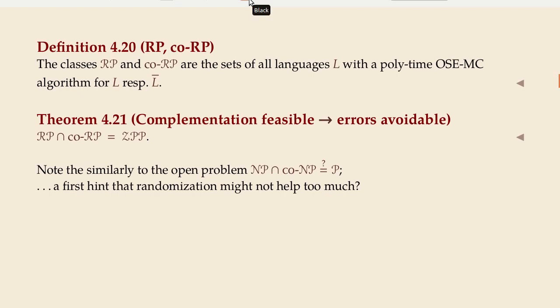Now we have a new kind of algorithm, so we can define two more classes of problems, and I promise this will be the last ones that we consider. The classes RP and co-RP are the set of languages for which we have a one-sided error Monte Carlo method for the language itself or for its complement. So this is like in the NP and co-NP case, where you have this dichotomy of certificates that certify membership or that certify non-membership. That's the same kind of reasoning that you have here.